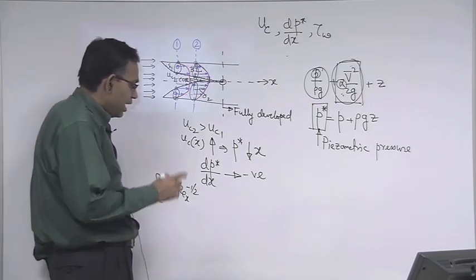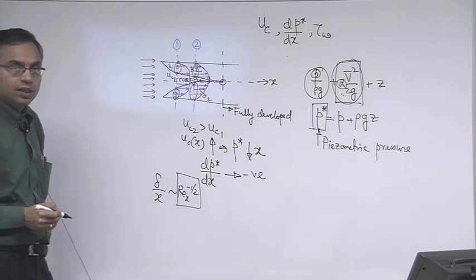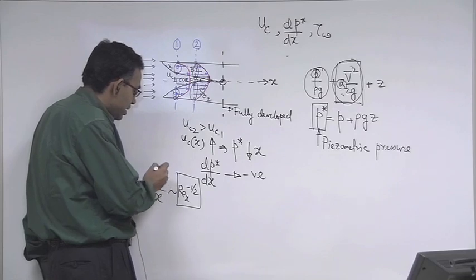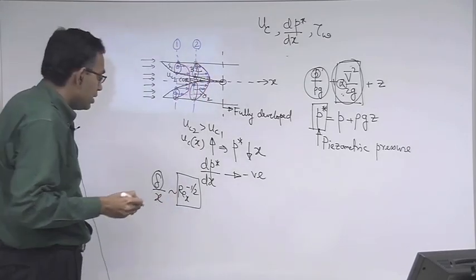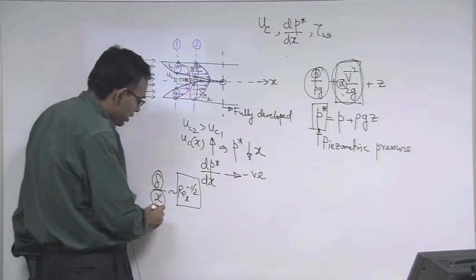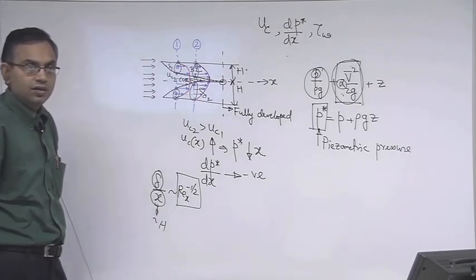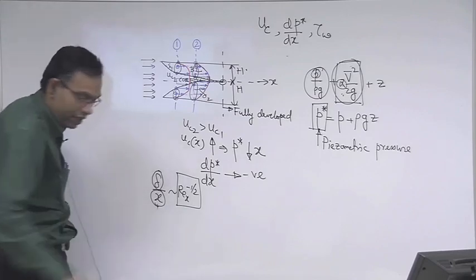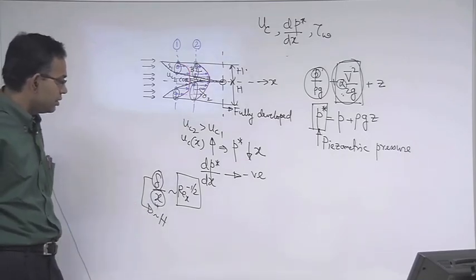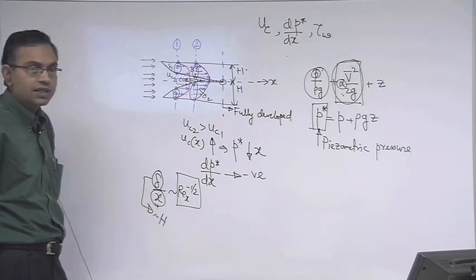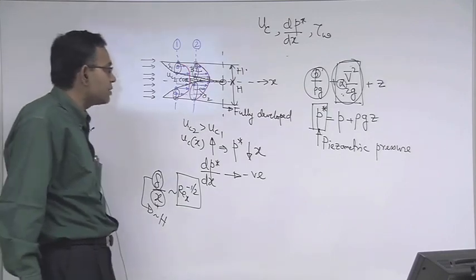So, that means you can clearly see that if the Reynolds number is small, then typically at what x will the flow become fully developed? The flow will become fully developed when x is of the order of, let us say this is h, half height of the channel. When delta is equal to h, not x equal to h. We have to find out x when delta is equal to h. So, when delta equals h, then we can figure out the order of magnitude of x at which the flow has become fully developed.